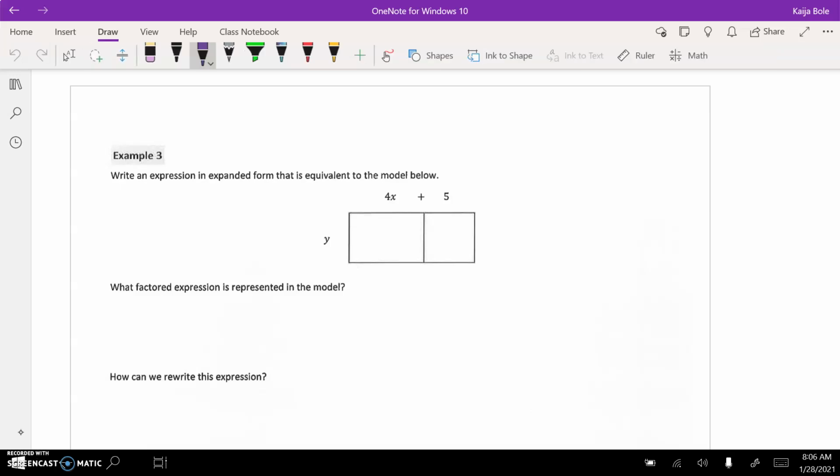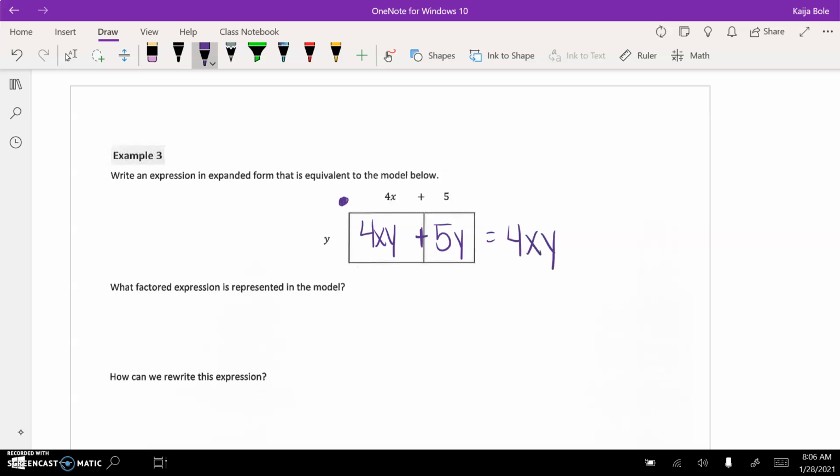So we have this y and we have this 4x plus 5. So what you're thinking is that this is multiplying. So we're taking the y times the 4x, so that would be 4xy, and then the y times the 5, which would be 5y, and then we still have this plus sign in the middle. So our expanded expression would be 4xy plus 5y.